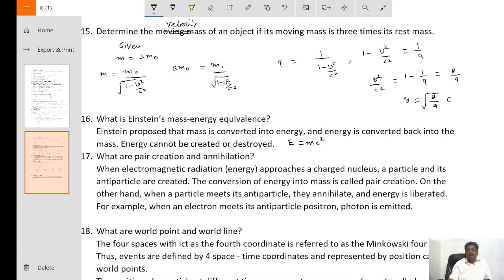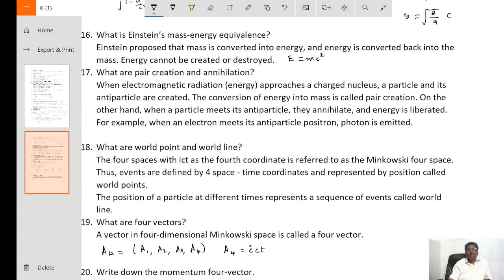What is Einstein mass energy equivalence? Einstein proposed that mass is converted into energy and energy is converted back into mass. Energy cannot be created or destroyed. E = mc². The consequence of mass energy equivalence is pair creation and pair annihilation.